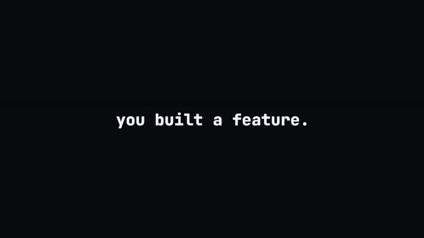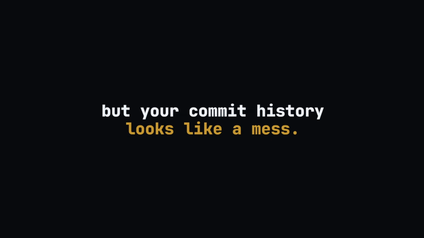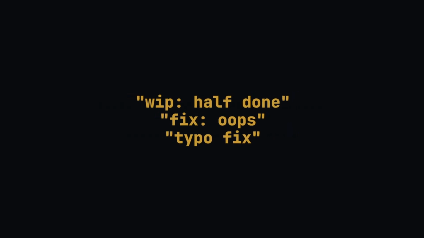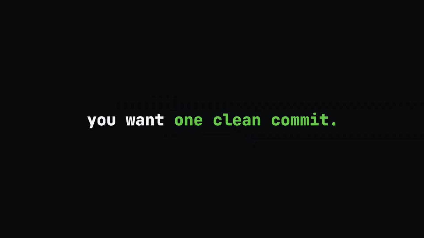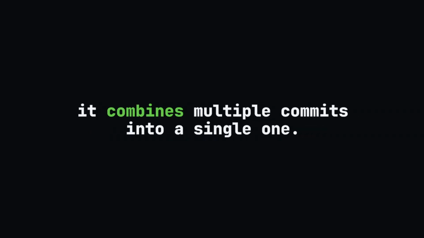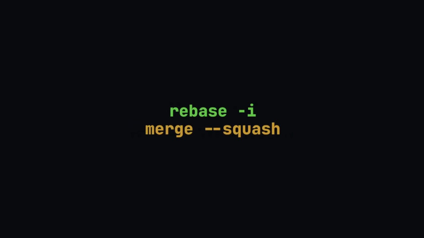You just built a feature, but your commit history looks like a mess. WIP, half done. Fix, oops, typo fix. Nobody wants to see 3 ugly commits in main. You want 1 clean commit. That's what git squash does. It combines multiple commits into a single one, and there are 2 ways to do it: rebase -i and merge --squash. Let's see exactly how both work.